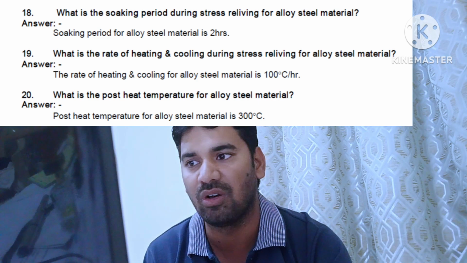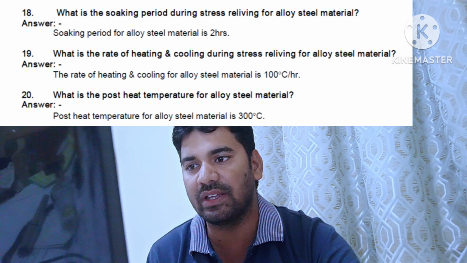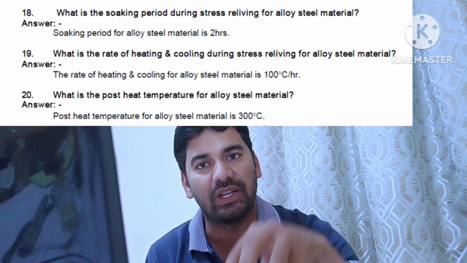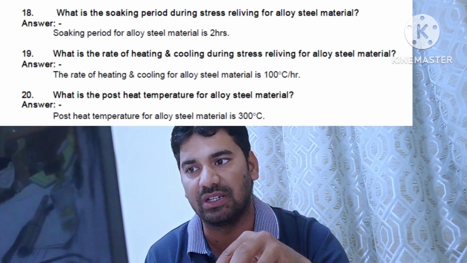That is the process. The next question is: what is the post heat temperature of alloy steel material? The post heat temperature of alloy steel material is 300 degrees Celsius. These are basic questions related to PWHT, and you must be sure of all of them whenever you go for an interview, because normally when you go for an interview for piping and related welding work, this question is 100% asked. Basically this is a quality control question, but the construction team should also know about the soaking period and soaking temperature for carbon steel and alloy steel.